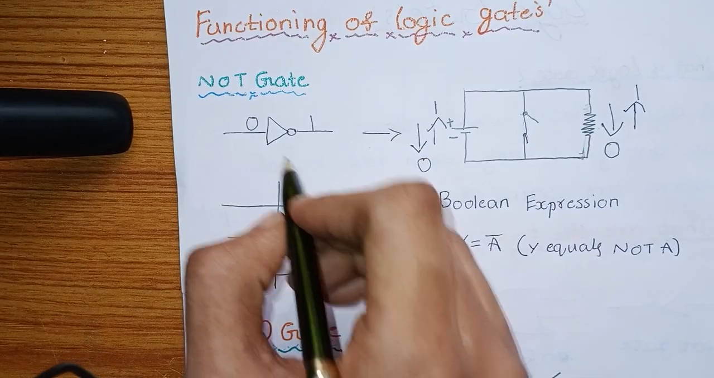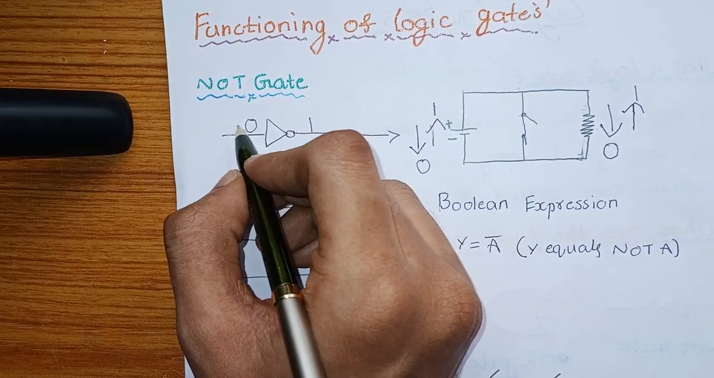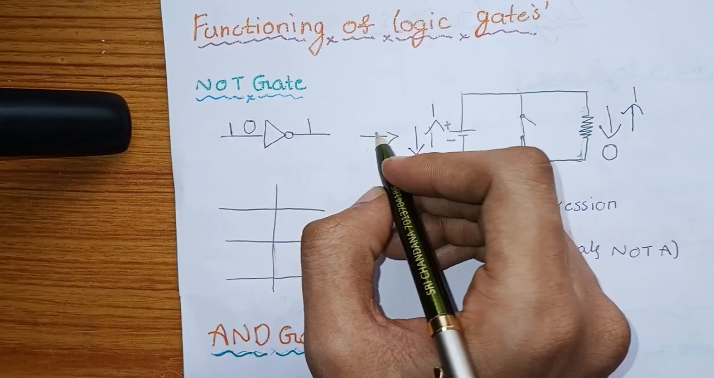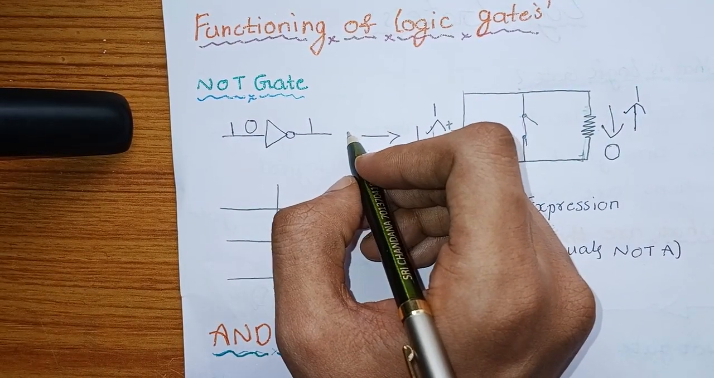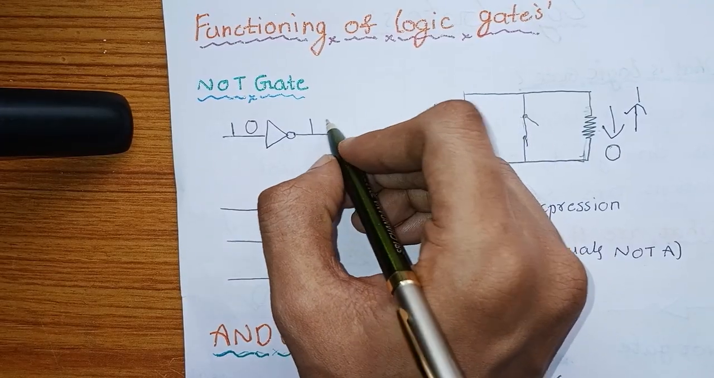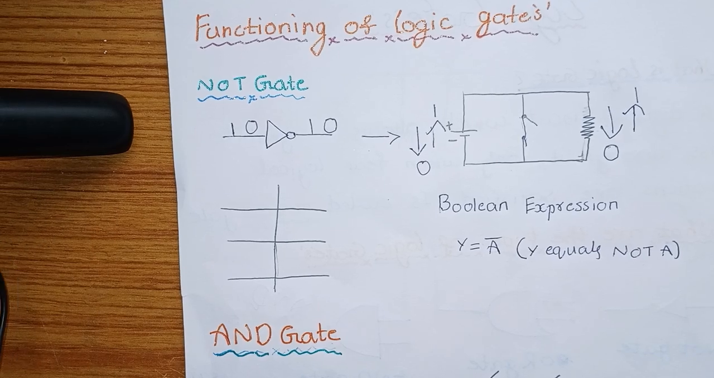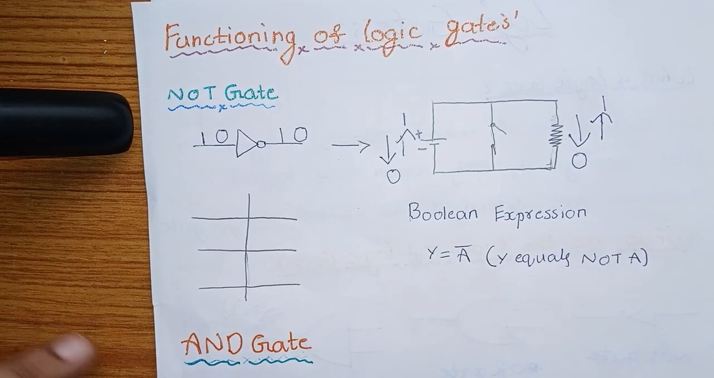Okay, next, what if we keep 1? Then imagine what the NOT gate will do. Yes, definitely it will change it into 0. That means once we give a signal to pass through it, the NOT gate will reverse that signal and send it to the other person. That is what the NOT gate does if we send a signal through it.